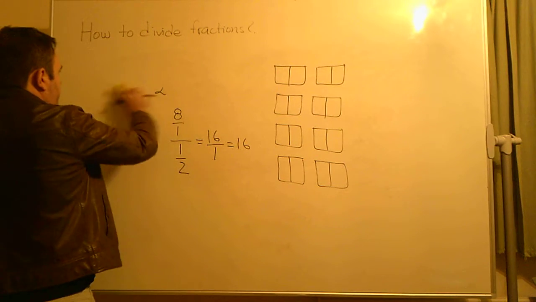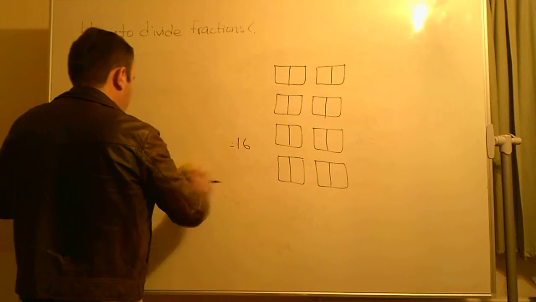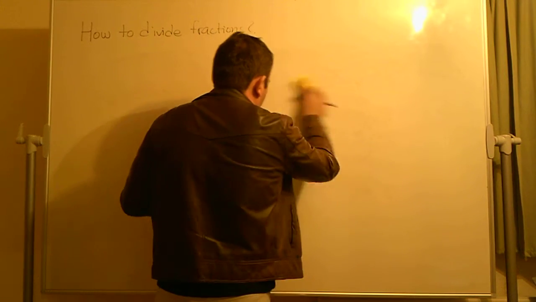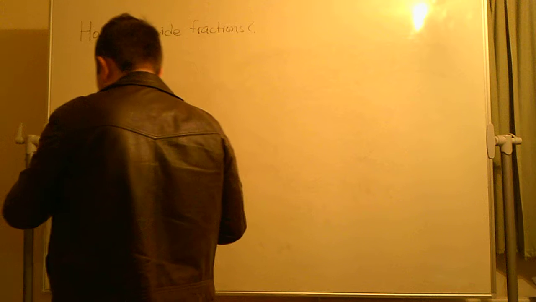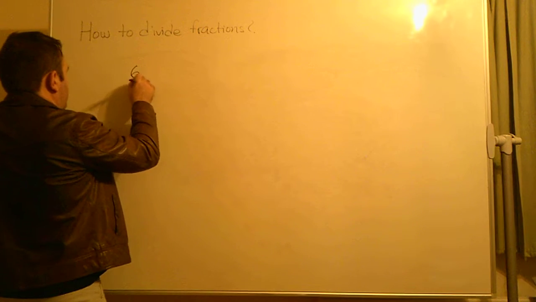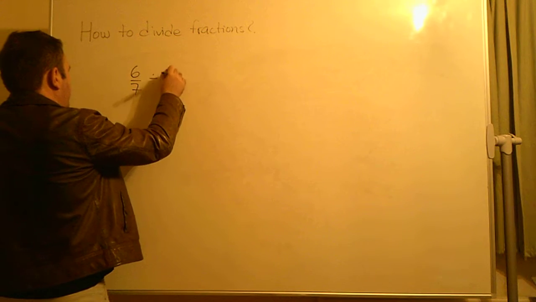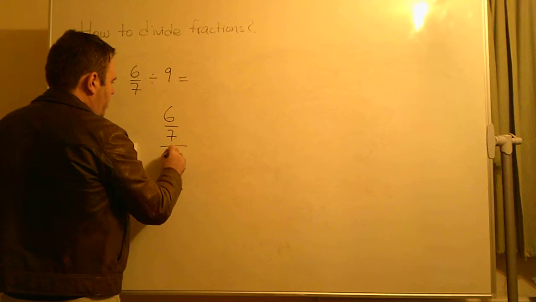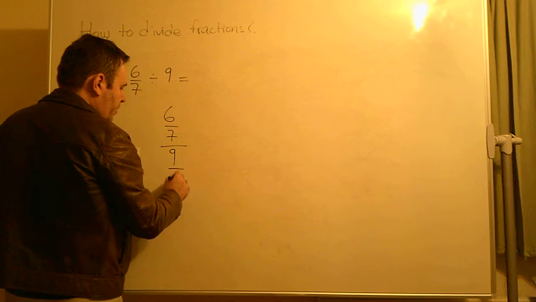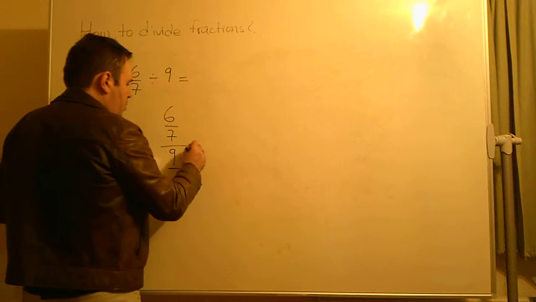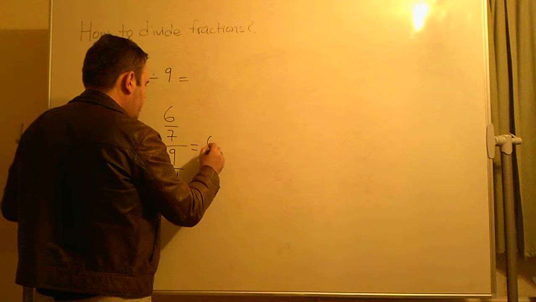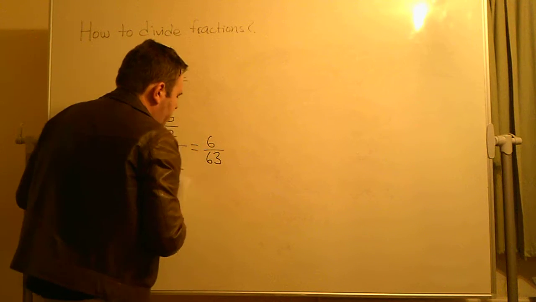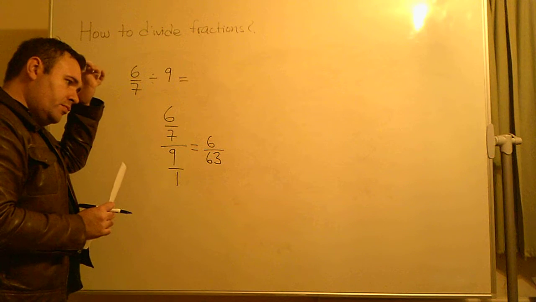What about this one? Six sevenths divided by 9. Well, we proceed as usual. 6 divided by 7 divided by 9, but we remember that 9 is divided by 1. So 6 times 1 is 6, and 7 times 9 is 63. Okay?